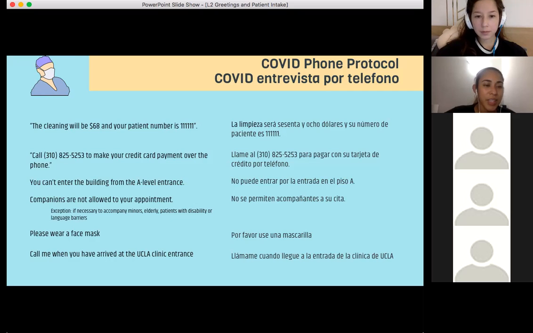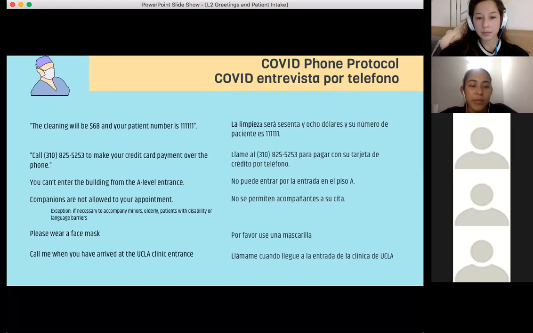And then you can't enter the building from the A-level entrance. No puede entrar por la entrada en el piso A. Companions are not allowed to your appointment. No se permiten acompañantes a su cita. Please wear a face mask. Por favor, use una mascarilla.